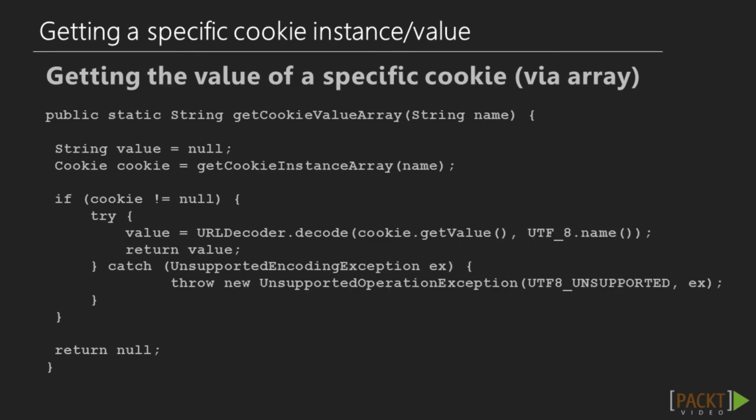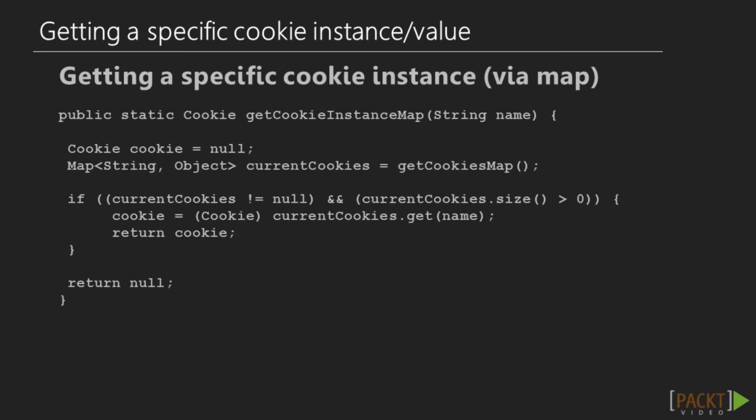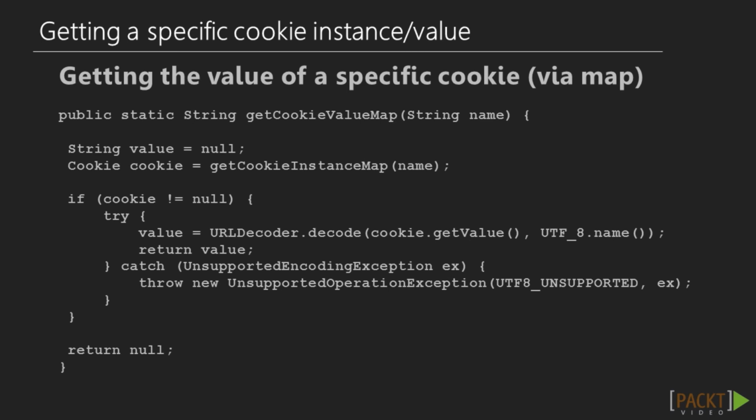But most commonly, we want to get the value of a specific cookie instead of the instance. For this, we can call our getCookieInstanceArray helper method to obtain the cookie instance and afterwards simply return the decoded value of this cookie. If we want to obtain a specific cookie instance from the cookies map, then we can use this helper. In order to obtain the value of a cookie, we can also call our getCookieInstanceMap helper method to obtain the cookie instance, and afterwards simply return the decoded value of this cookie.